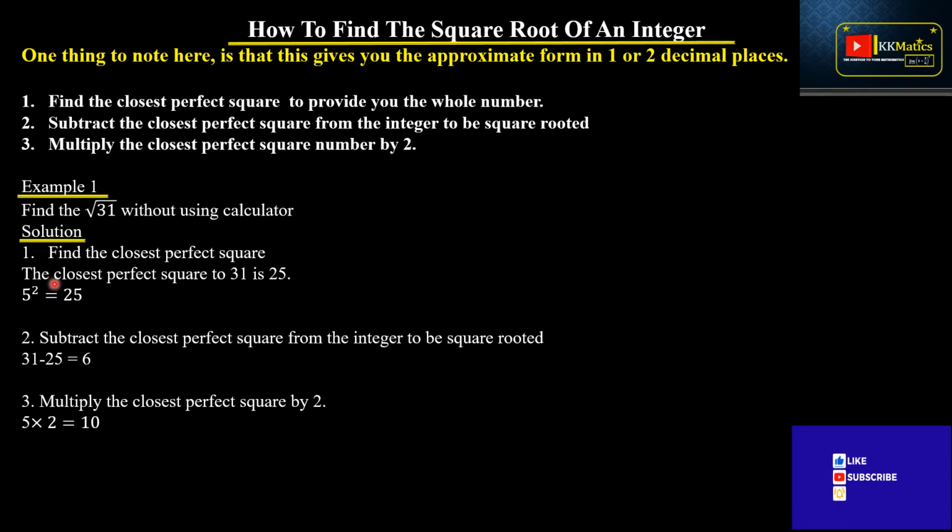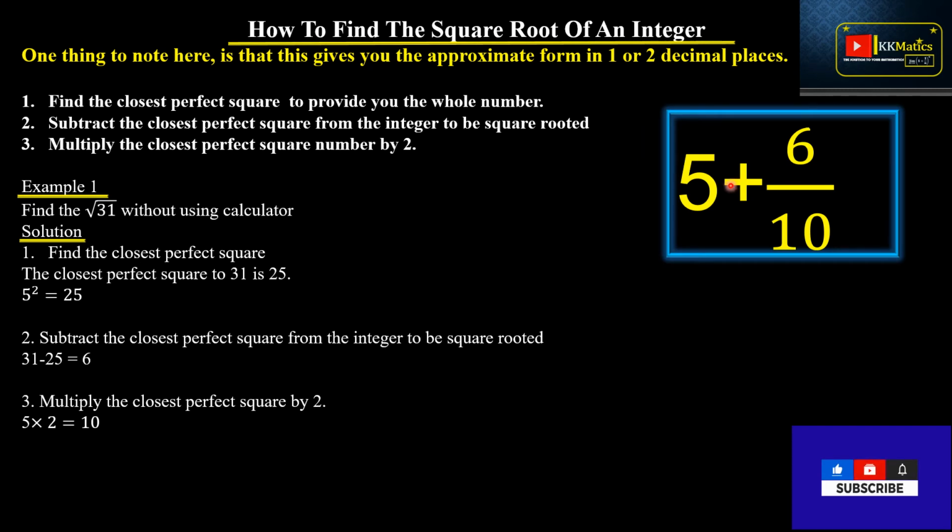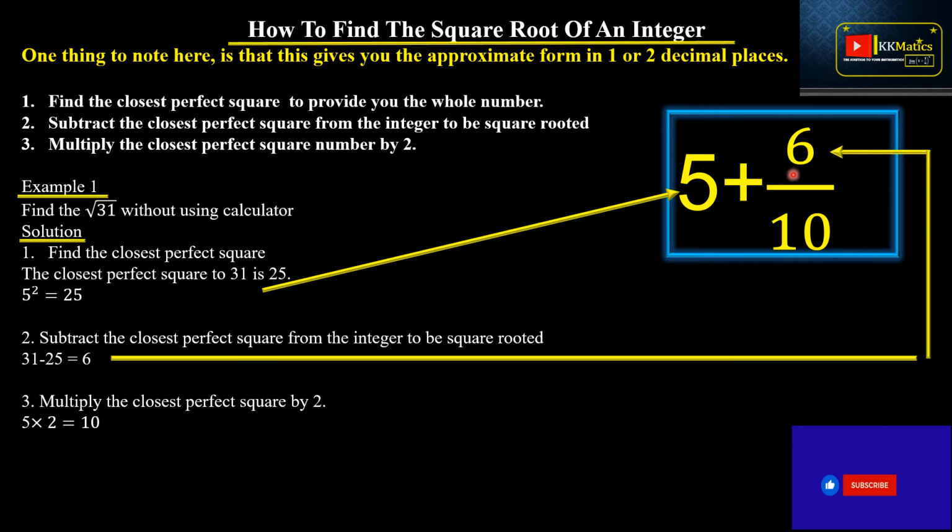We add the 5 to 6 divided by 10. The second step is what we regard as our numerator, and the third step is what we regard as our denominator, and that's what you see on your screen there. The closest perfect square root, which is 5, is written there and then added to the fraction on your screen.